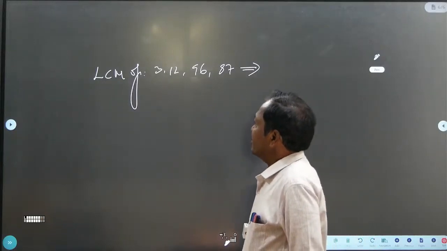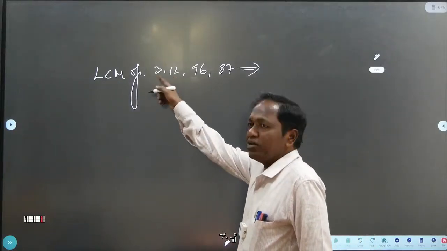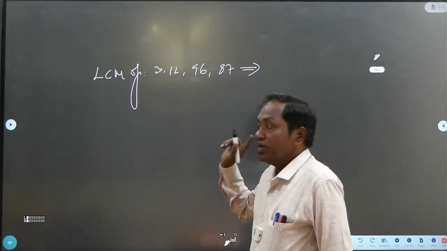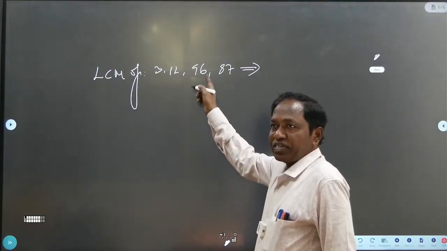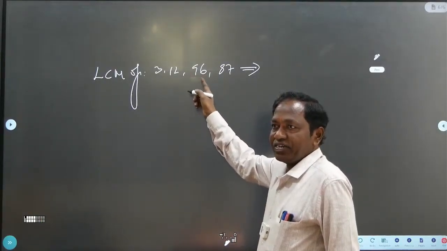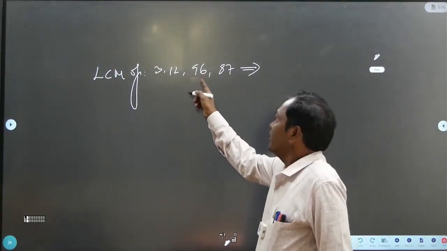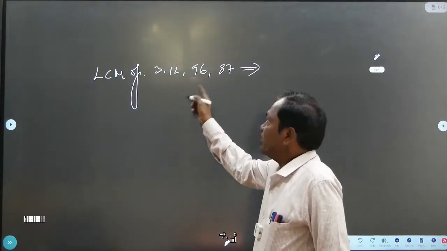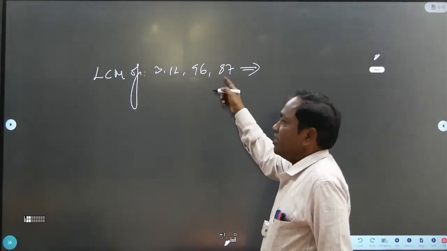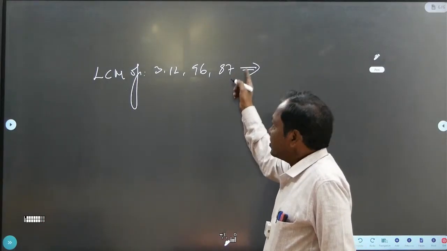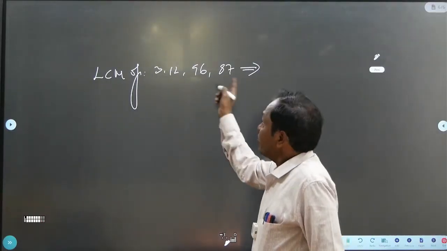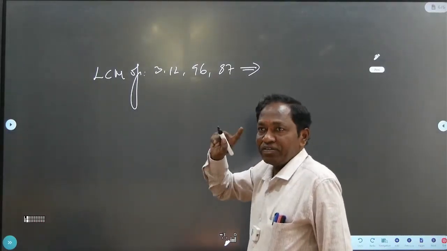Yes. Now you can see here 3, 12. 12 is a multiple of 3. Multiples of 3 means you can sum up the digits. Already I told you the divisibility rule in the previous class. 9 plus 6, 15. 15 is a multiple of 3. Yes. 87, 8 plus 7, 15. 15 is a multiple of 3. It means all these numbers are multiples of 3.